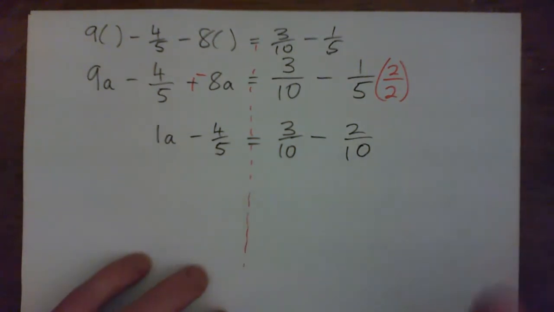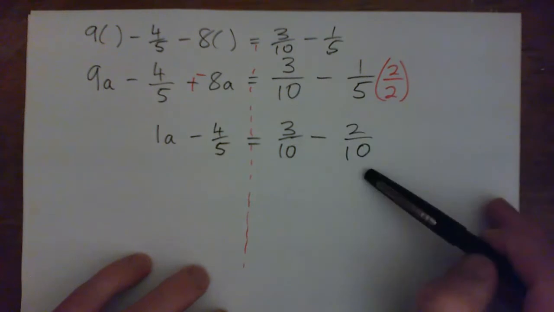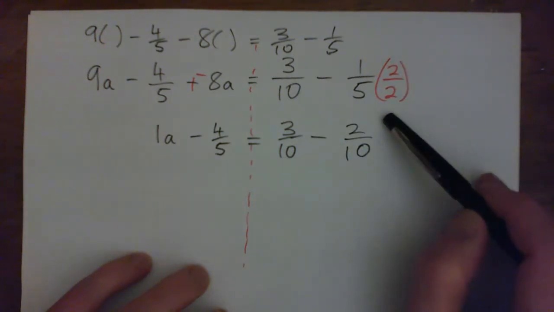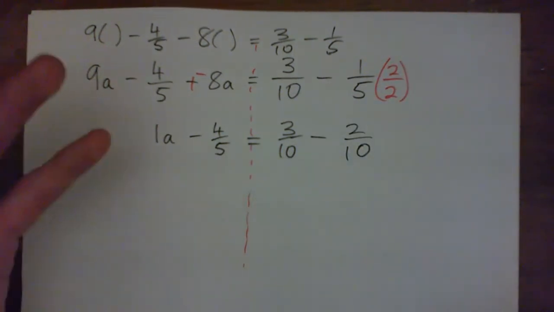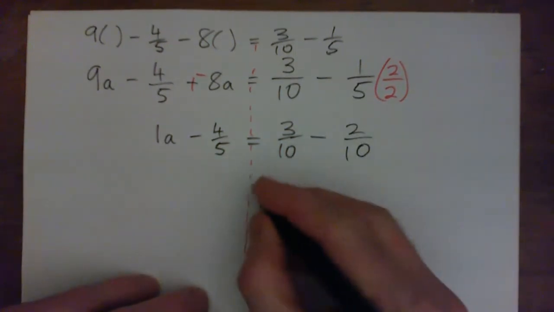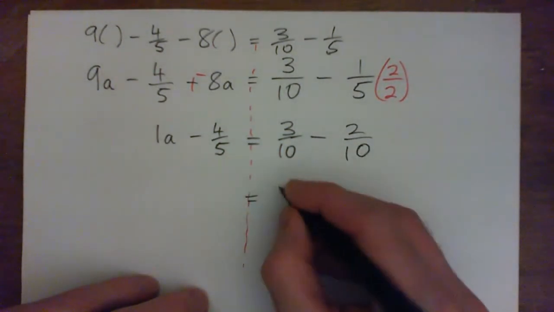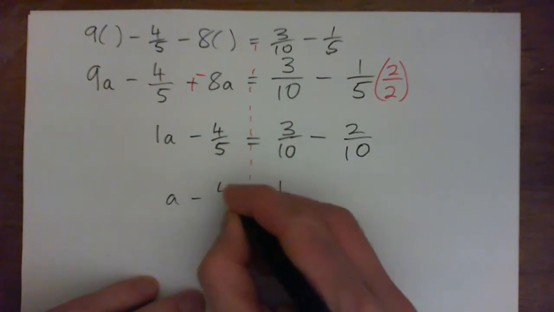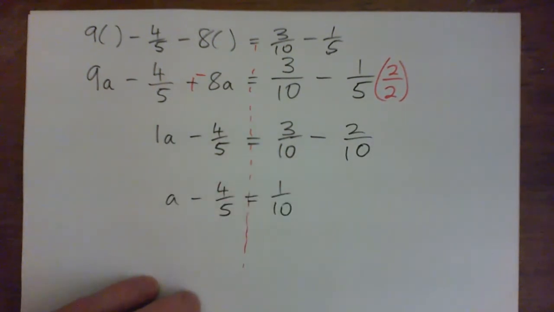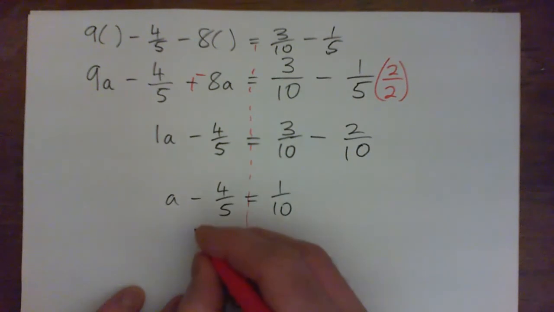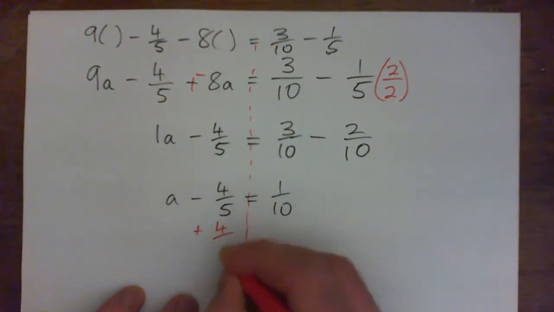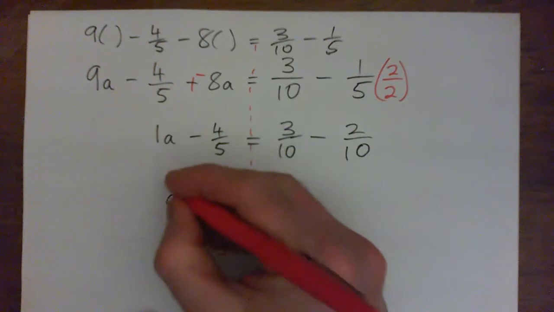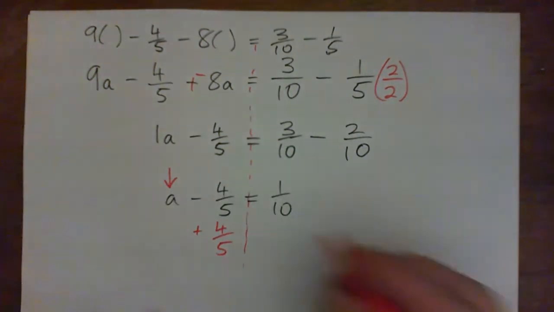It's kind of like saying, do you want 2 dimes or do you want 1/5 of a dollar, right? Same thing, it's 20 cents either way. So we end up with 1/10 on this side. So we got a minus 4/5 equals 1/10. And now we'll add 4/5 to both sides because I want to get the a all on its own on that side. So I'm going to add 4/5.